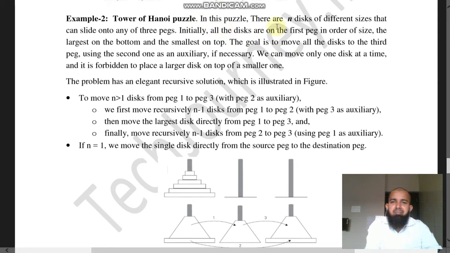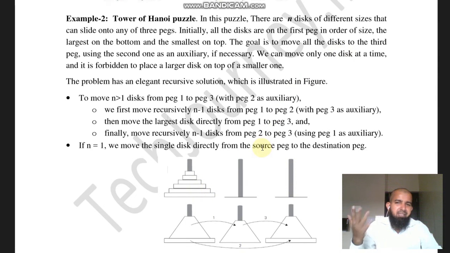In this puzzle there are n disks of different sizes that can slide onto any of three pegs. So here there are three pegs. There are n number of disks, maybe one disk, two disks, three disks, maybe 10 disks, 20 disks, any number of disks, of different sizes. All the disks have different sizes.